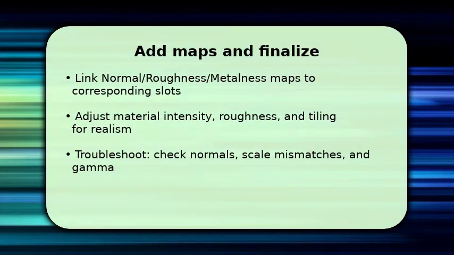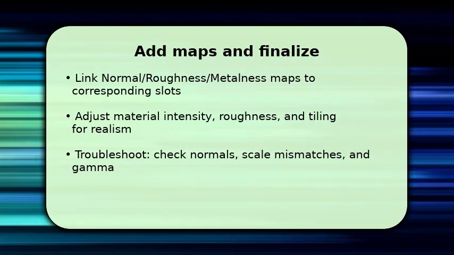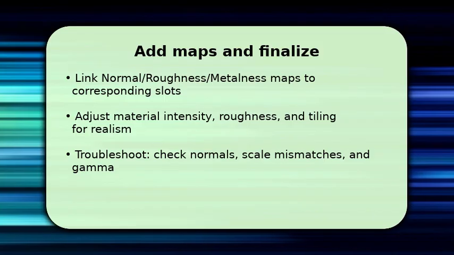Finish by adding supporting maps: normal for detail, roughness for gloss, and metalness for reflectivity. Link each image to its proper slot to drive shading. Then balance intensity and roughness values so highlights and reflections look natural. Tweak tiling again if any map appears out of scale. Once satisfied, render a test view.